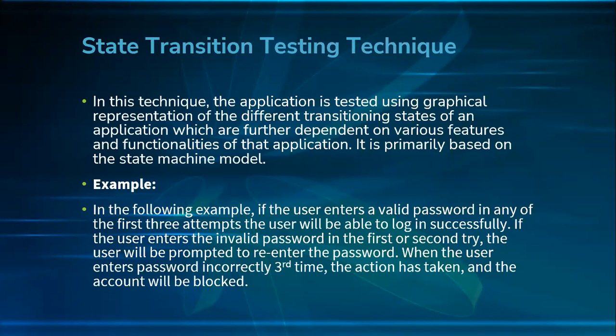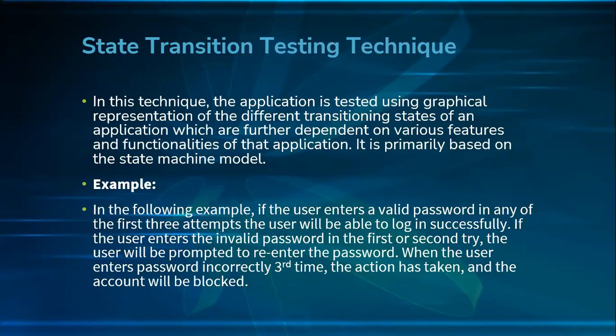An example is that if a user enters a valid password in any of the first 3 attempts, the user will be able to log in successfully. Because most of the time, when you want to log in to an application, you've got 3 or 5 attempts. So let's say at the first attempt you know your username and your password correctly, you'll be able to log in successfully. That's the expectation.